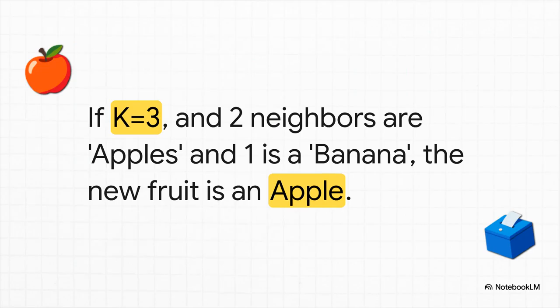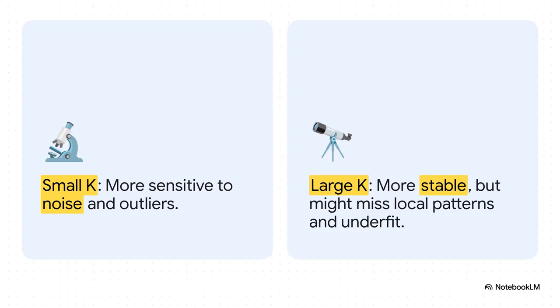And once it has its K neighbors, it's just a simple vote. It's pure democracy. So if you set K to 3 and 2 of your closest neighbors are, say, apples, and 1 is a banana, well, apple gets 2 votes, banana gets 1. Guess who wins? The algorithm votes for apple. Majority rules.